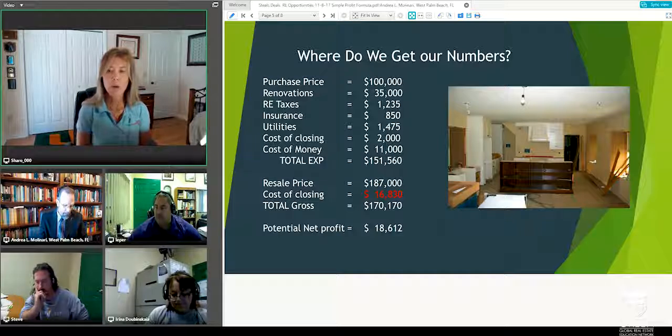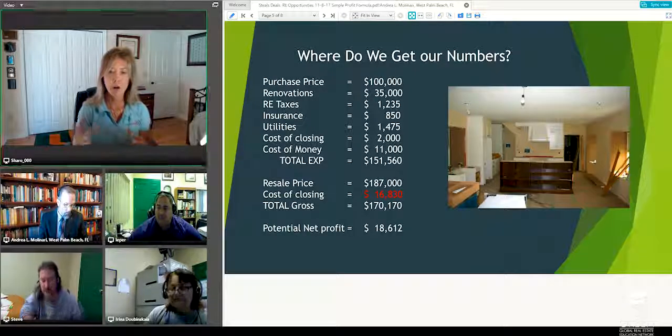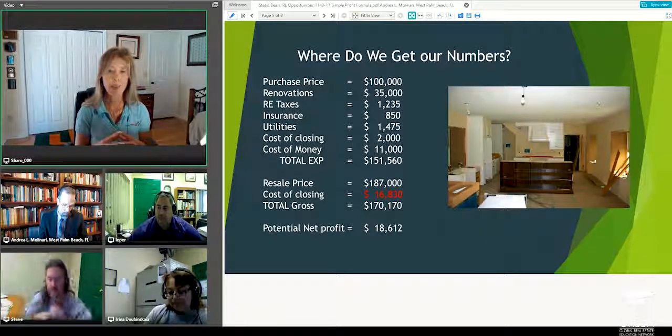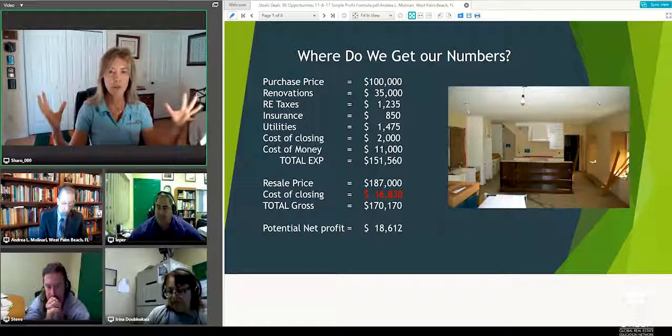All right, so where do we get our numbers from? We're still talking about this renovation now. This is some real numbers we can put to it to get an idea of now how this is going to look when we put it into the formula. So in this particular scenario here, our purchase price is $100,000. Now our resale price is $187,000, right? Wow, it's got $87,000 worth of equity.